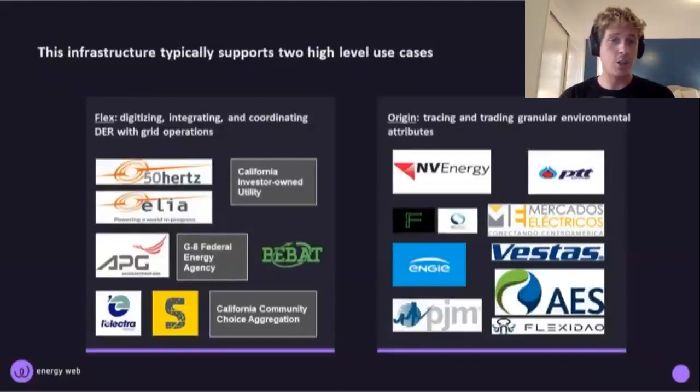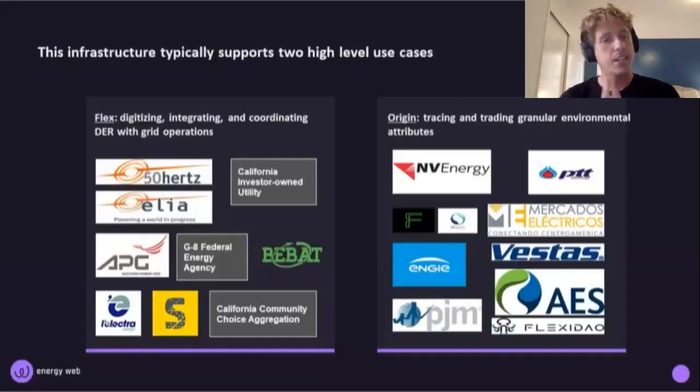So this chart is showing the two use cases that the EnergyWeb decentralized operating system typically supports. On the left, at a high level, think of it as flex. So again, enabling DERs to be digitized, integrated, and coordinated to be utilized to their full potential. And what's shown on here are a couple of examples from across the world where we are bringing to market these kinds of flexibility platforms on the operating system.